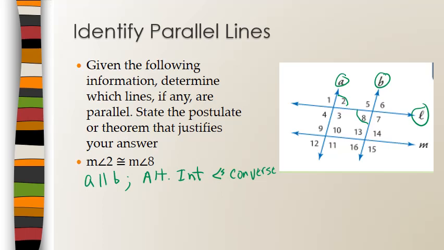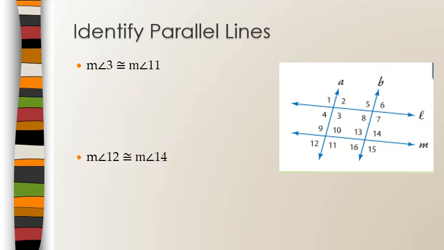So I've got to identify which lines might be parallel, and I've got to identify the transversal, after I have identified which angles I'm looking at, to determine if we can use a theorem or postulate to prove that those lines are parallel. I'm going to look at some more. This time we're told that the measure of angle 3 and the measure of angle 11 are congruent. Here's angle 3, and here's angle 11. If I'm looking at 3 and 11, which two lines might I be considering that are parallel? And where is the transversal? Well, if A is the transversal, then the two lines that might be parallel are L and M.